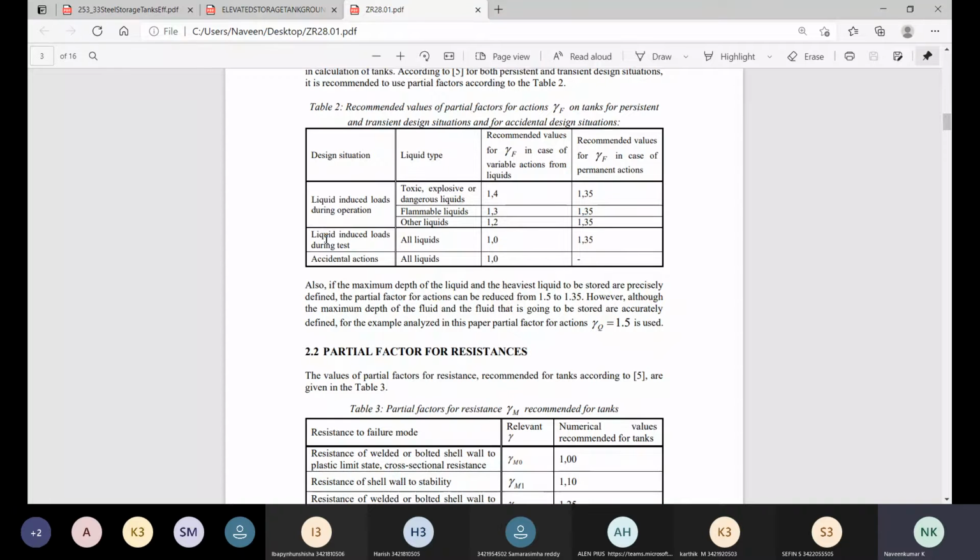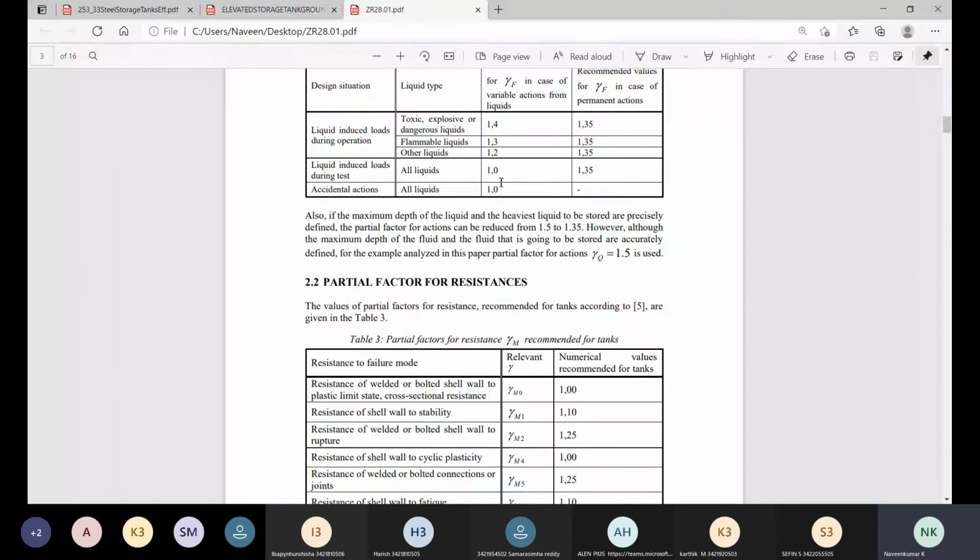The first is during loading operation. The second is during testing, in the sense that you test the capacity of that particular water tank. For accidental action also, the fluid type is all fluids. There is a recommended value, which is the factor of safety. So the factor of safety is given, and you choose it accordingly.